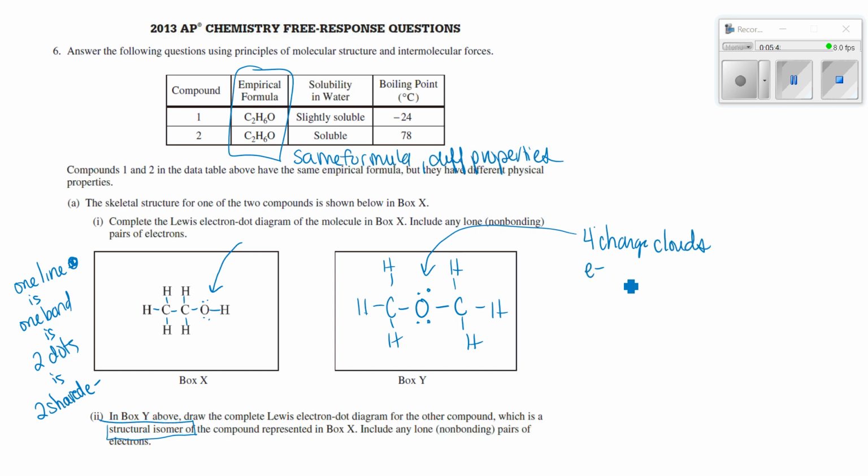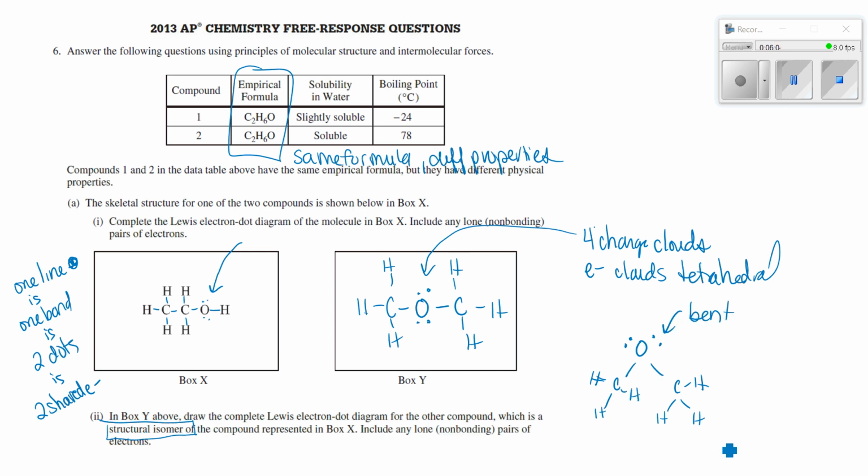So the electron clouds are going to be in a tetrahedral shape. And when I look at it, it's going to look a little bit like this. So this is what your shape is going to look like. We would say that it is bent around the oxygen and it's tetrahedral around these 2 carbons over here.